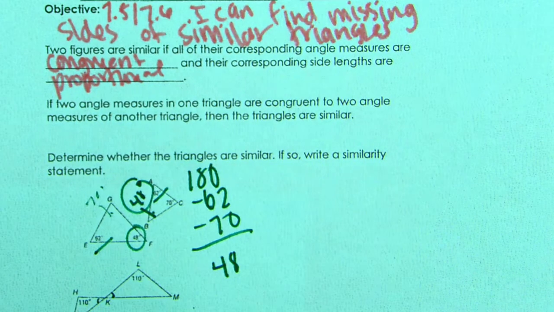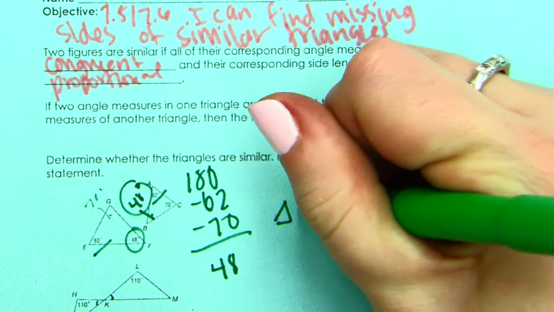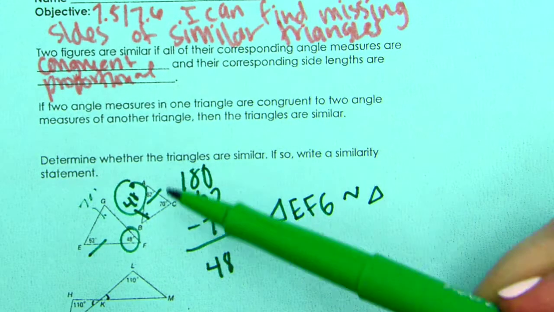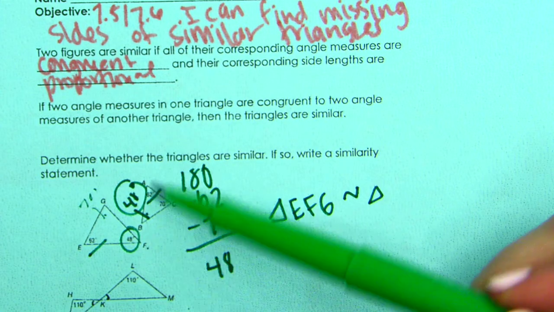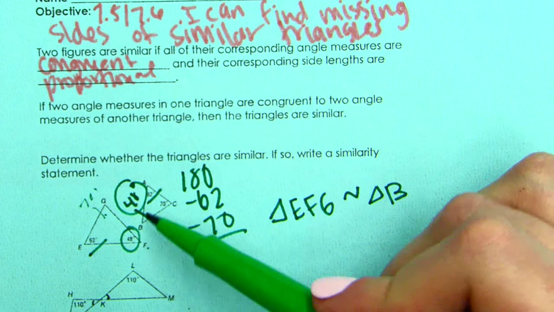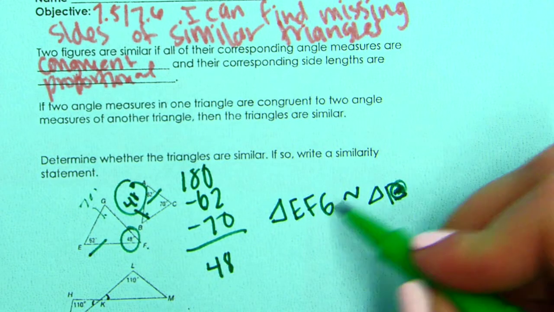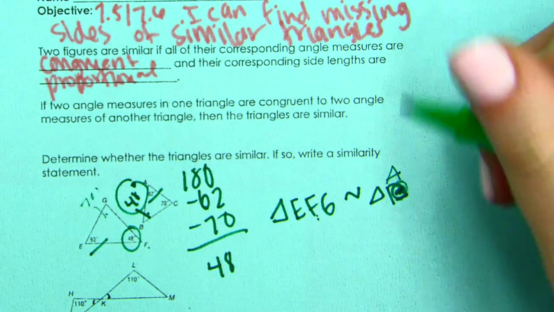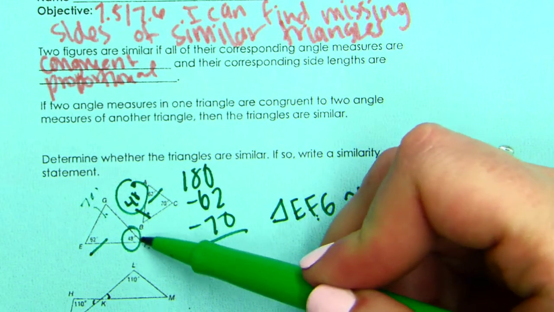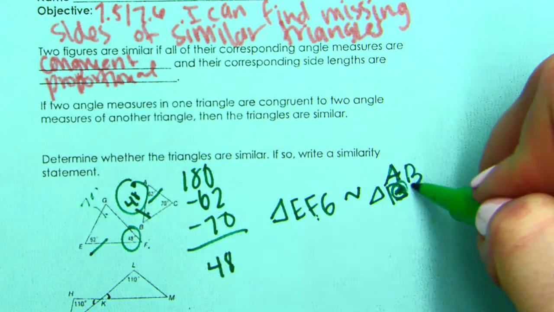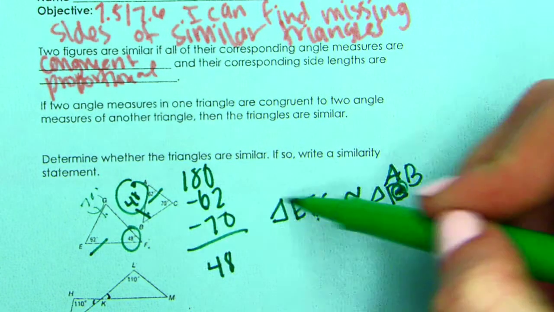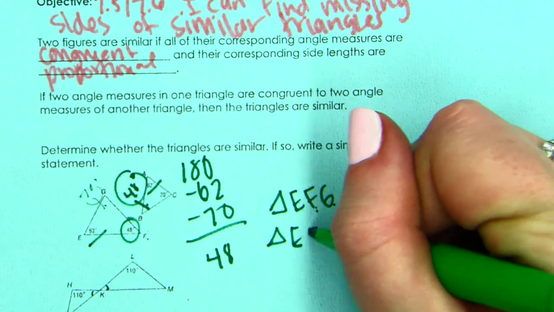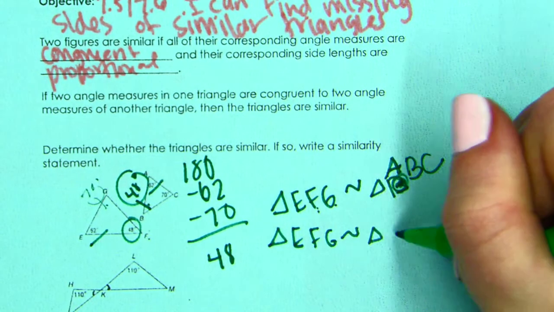When we write our similarity statements, if I say triangle EFG is similar to, so the squiggle means similar, triangle F matches with B, because those are both 48 degrees. And then I said, F does match with B, but E should be first. E was 62, so I have to have A first. That's also 62 degrees. F was 48, so I have to have B next. G was 70, and I had G third, so C has to be third. So I'd say triangle EFG is similar to triangle ABC.